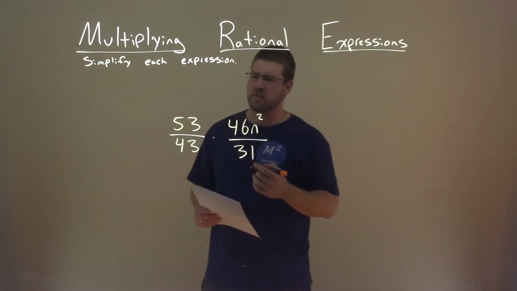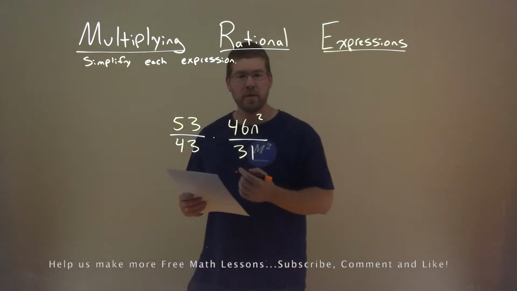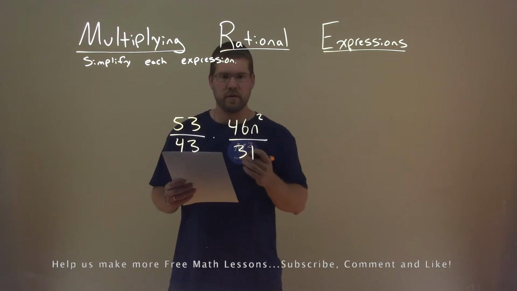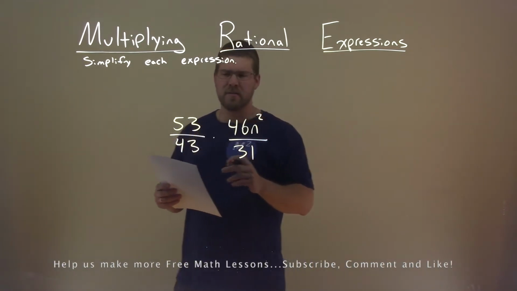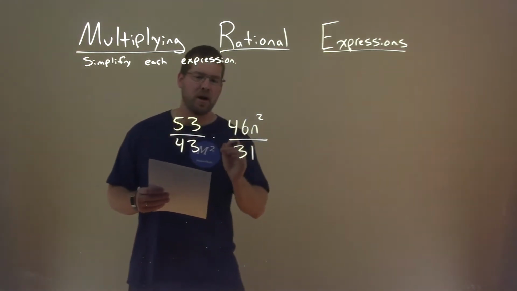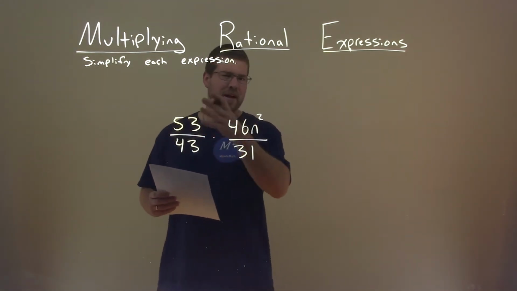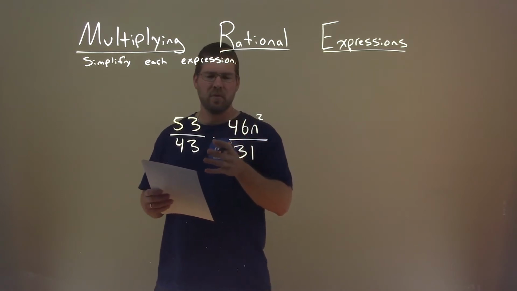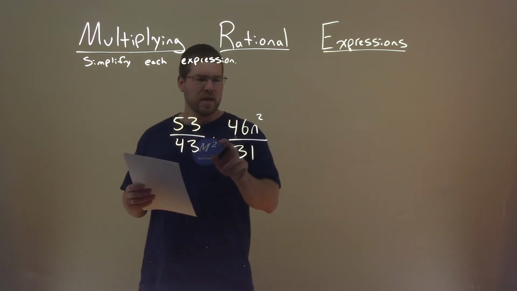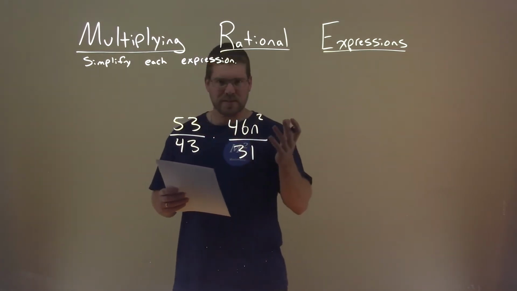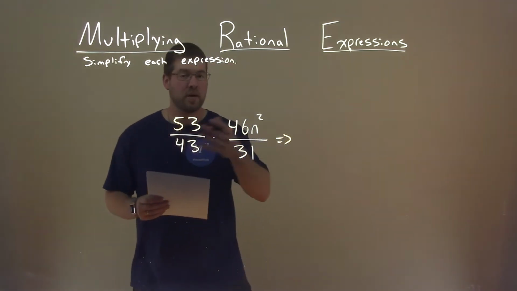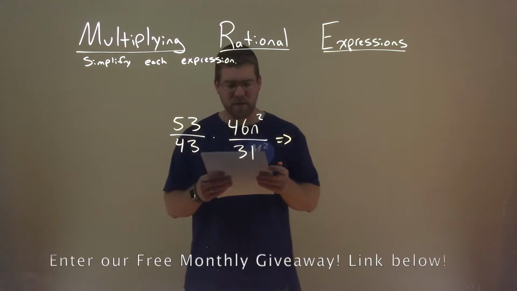We're given this expression right here: 53 divided by 43 times 46n squared divided by 31. And we need to simplify this. Well, one thing off the bat I see, 53, 43, and 31 are all prime numbers. So my goal is to try to cancel some things out first. Since they're all prime numbers, they don't share a common divisor. And 46, well, 31 doesn't go into 46 evenly, and neither does 43. So we actually just have to multiply across the numerator and across the denominator.